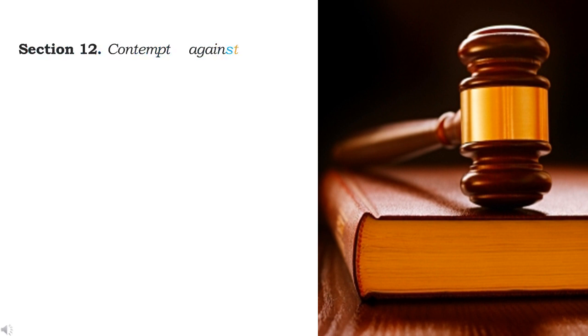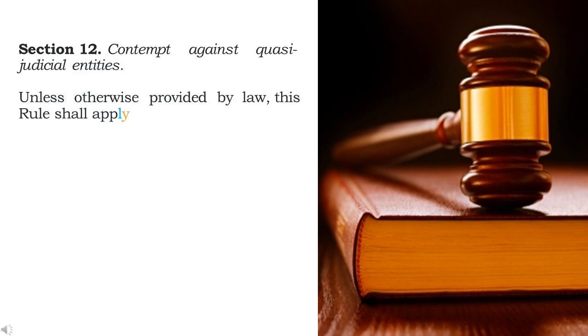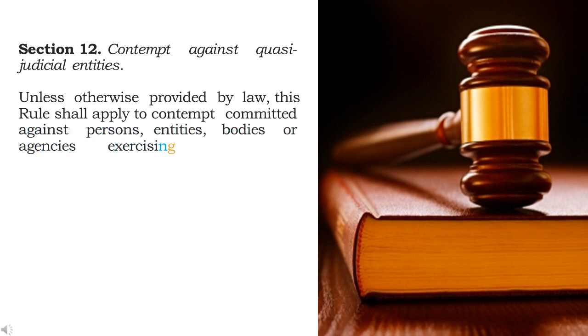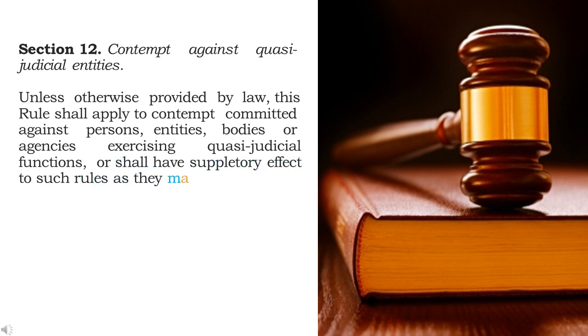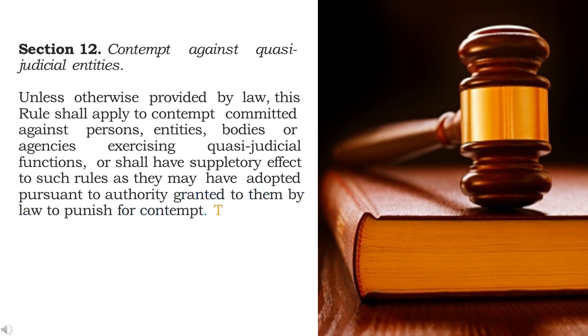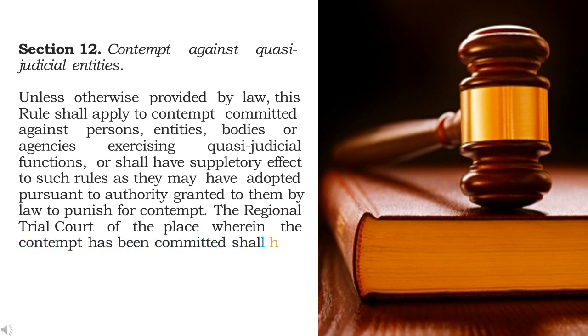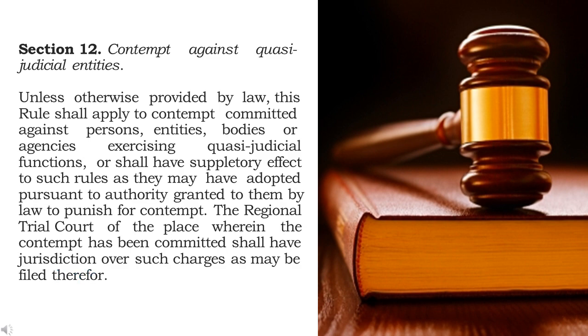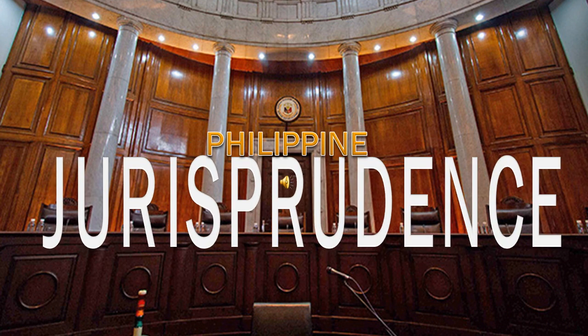Section 12. Contempt against quasi-judicial entities. Unless otherwise provided by law, this rule shall apply to contempt committed against persons, entities, bodies or agencies exercising quasi-judicial functions, or shall have suppletory effect to such rules as they may have adopted pursuant to authority granted to them by law to punish for contempt. The regional trial court of the place wherein the contempt has been committed shall have jurisdiction over such charges as may be filed therefor. Philippine jurisprudence.